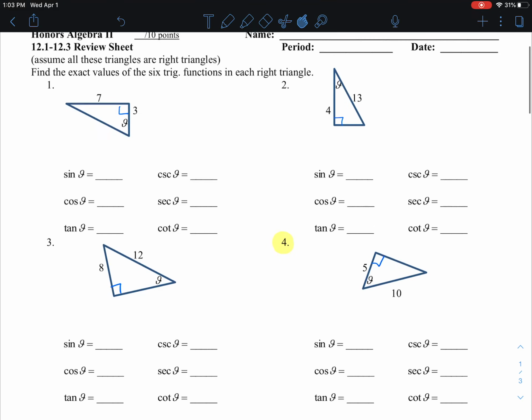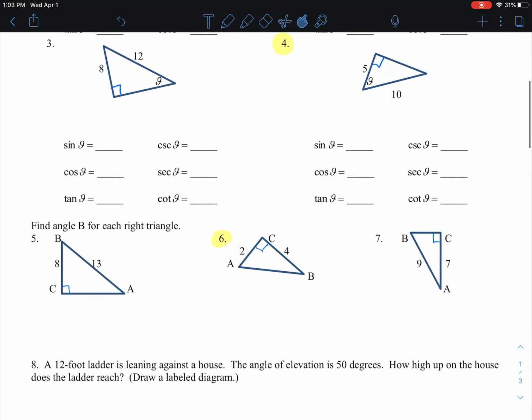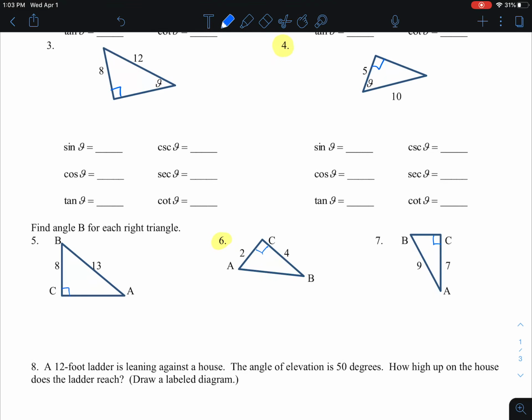Okay, so I chose number 4 on the front here, and it's asking us to find the exact values of the 6 trig functions for each right triangle. I should just mention that when it says to find the exact values, that means no decimals, okay? So we're going to be writing these all as fractions, and when we do the Pythagorean theorem, if the square root is not a perfect square, we're definitely leaving the number underneath the square root symbol.